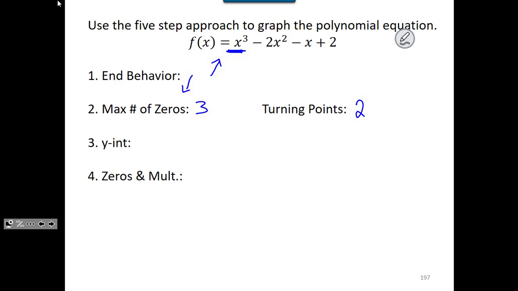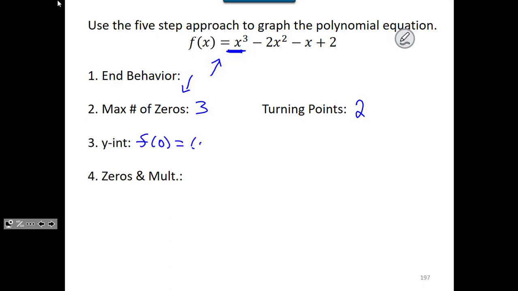So now I need the y-intercept. This is a polynomial, so it's going to cross the y-axis at one point, and it's a value that you can find easily, and it's just to help you draw a little bit more accurate sketch. The way you find any y-intercept, it does not matter what function you're looking at, is you plug in 0 for x. So I'm going to take f of 0.